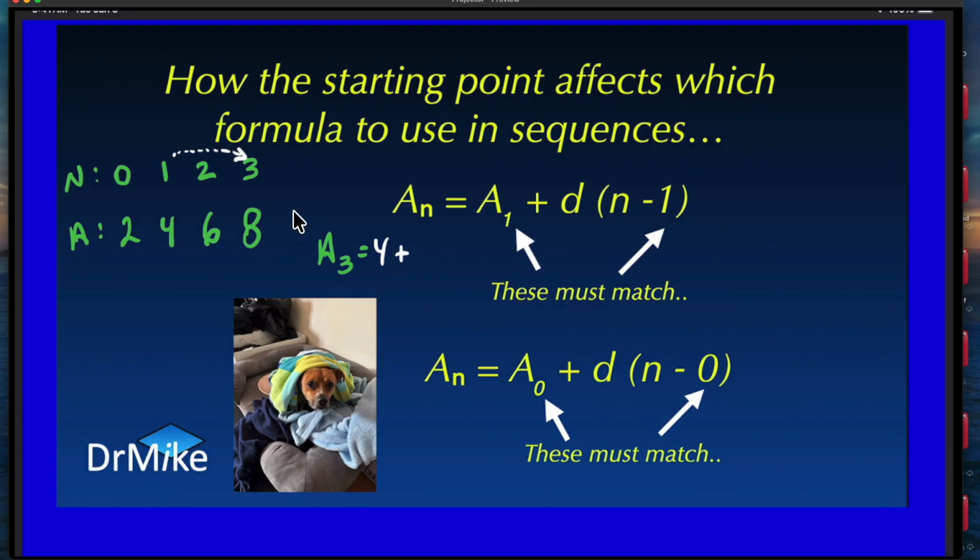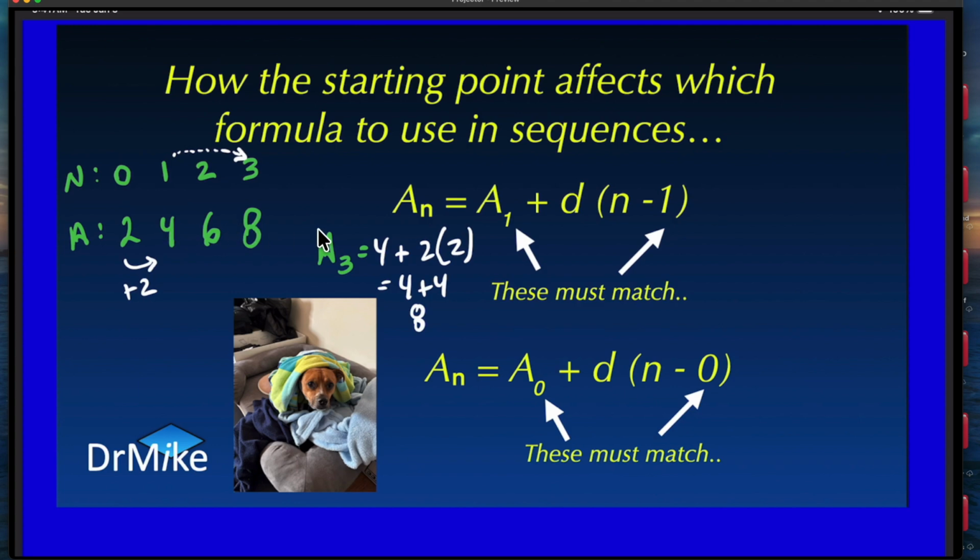So the common difference here for this particular sequence is plus 2. So we're going to have 2 times n, with the ending point is 3, minus the starting point. 3 minus 1 is 2. Therefore, we're going to have a value at position 3 of 4 plus 4, or 8. And that checks out with what we have here.